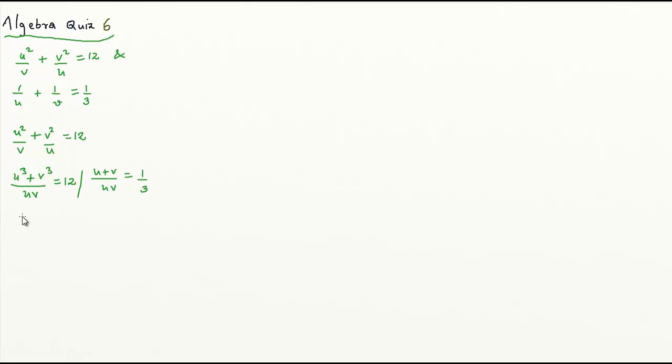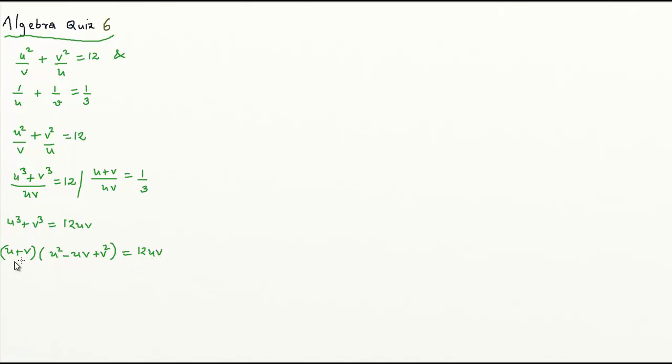So the first thing I do, I take this one here, so u cubed plus v cubed is equal to 12uv, and I expand this one as a cubed plus b cubed is equal to a plus b times a square minus ab plus b square. So I write u plus v times u square minus uv plus v square is equal to 12uv.